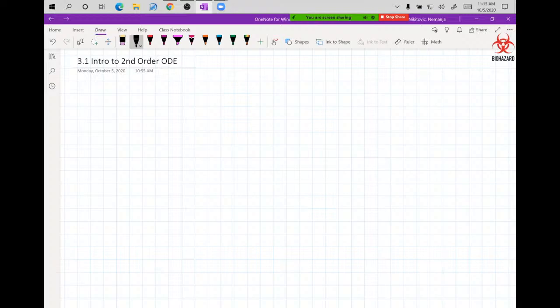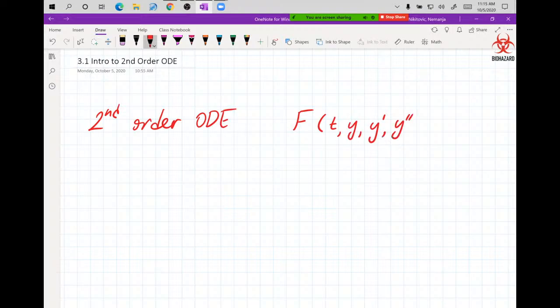In the first lecture I said that the order of a differential equation is the same as the highest order derivative you have in your equation. So in that sense, the second order ODE can be written as a function of the independent variable, the function, its derivative, and the second derivative of that function. So that's everything that you have in here.